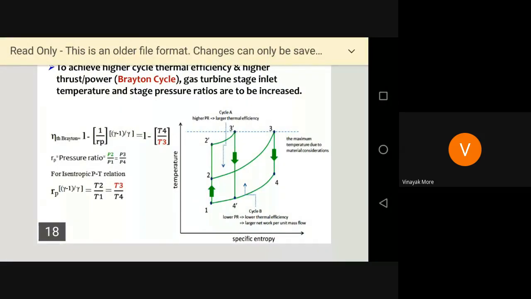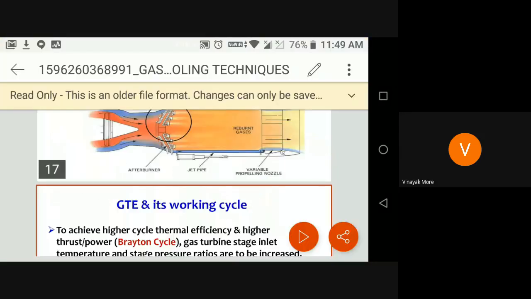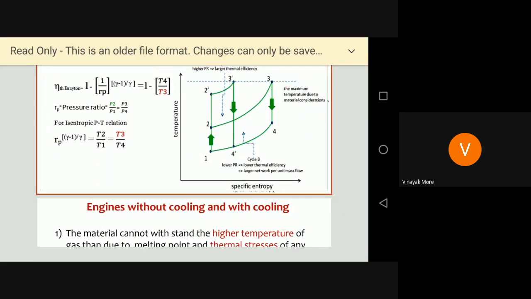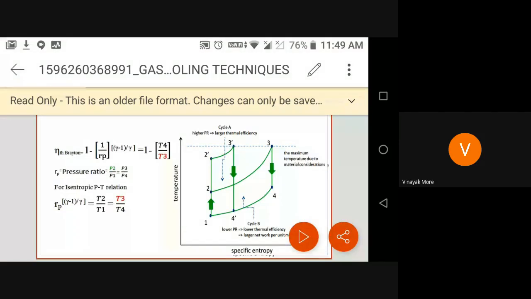Also, if you only increase the pressure suddenly, for example from P1 to P2, without changing the temperature much, then only the pressure is increasing, not the temperature. So only the thermal efficiency can be increased, not the thrust or the work done. So to keep both in mind, to increase the thrust as well as the efficiency, you have to increase both the pressure ratio as well as the temperature ratio.